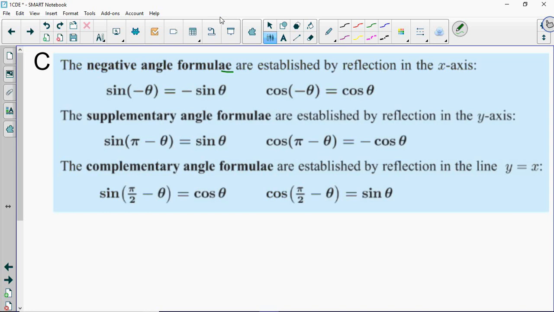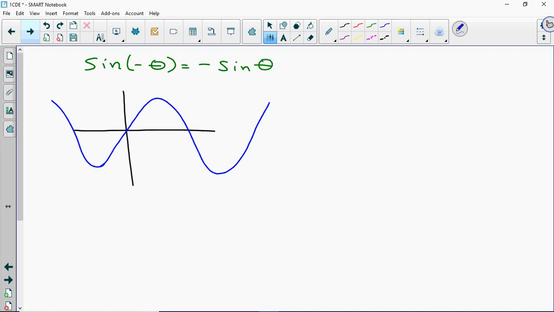And for all three of these formula pairs, I would say there's three ways that we could think about deriving them. We could either think about function transformations, we could think about the unit circle, or we could even think about right triangle trig. And I'm not going to explain all of those techniques for each of these formula sets, but let's just look at, say, the first one.